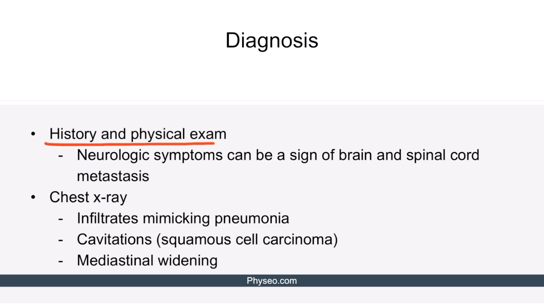A thorough history and physical examination should be done. Patients need to be asked about smoking status and the amount of packs consumed. Physical examination should also include neurological examination, which is very important to determine possible brain and spinal cord metastasis. Essentially though, when primary lung cancer is suspected, imaging is always performed. Chest x-rays, although less sensitive than CT scans, may show infiltrates mimicking pneumonia, for example, in adenocarcinoma, cavitations in squamous cell carcinoma, or mediastinal widening in centrally occurring tumors.